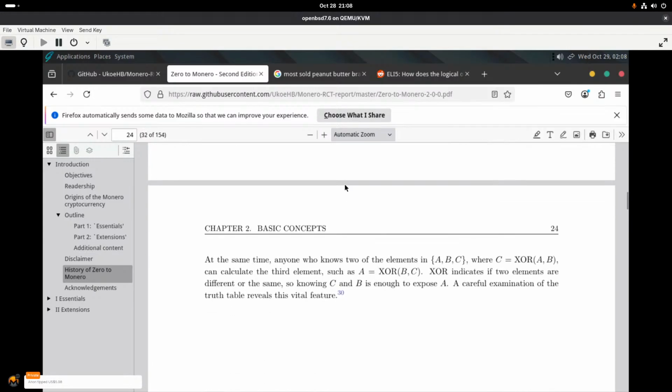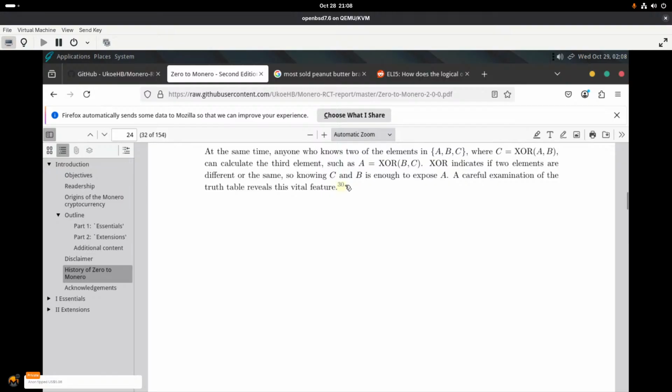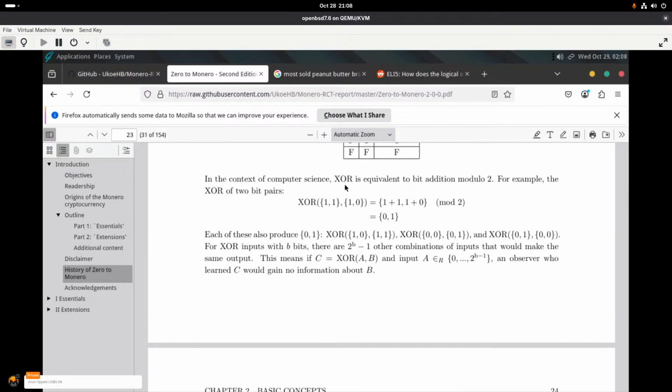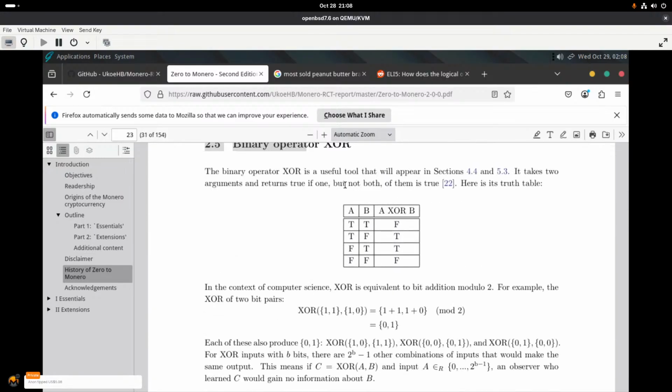So it's kind of like that. If A and B are the same, they're false. If A is false and B is true, then it's true. True if A is false. Okay. Interesting.